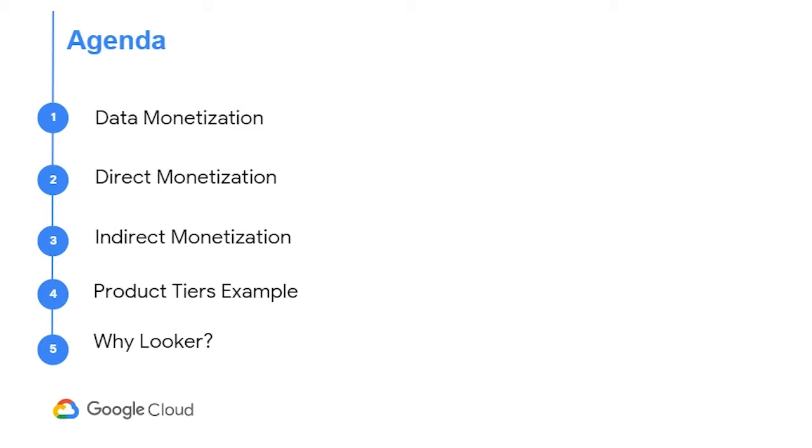So for my session today, here's the agenda. I first want to talk about what data monetization is and why it's such a popular word these days. I then want to break it down into two different categories, because I think it's really important to think of it in two different spectrums, which are direct monetization and indirect monetization. And you just heard from the customers a bit of the difference there, and I'll tie it back to that. Then I want to go through an example of how you can tier your product, something that we've seen a lot of our customers do.